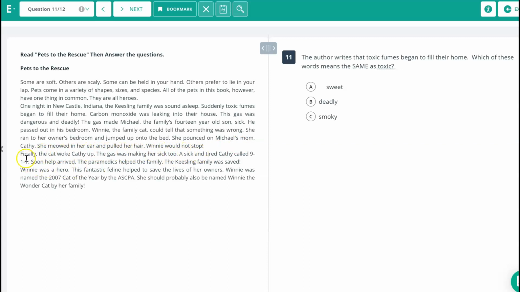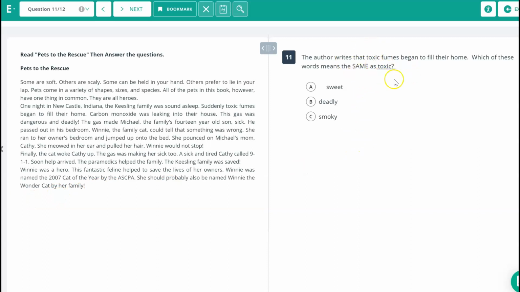Winnie would not stop. Finally, the cat woke Kathy up. The gas was making her sick too. A sick and tired Kathy called 911. Soon help arrived. The paramedics helped the family. The Kiesling family was saved. Winnie was a hero. This fantastic feline helped to save the lives of her owners. Winnie was named 2007 Cat of the Year by the ASPCA. She should probably also be named Winnie the Wonder Cat by her family.